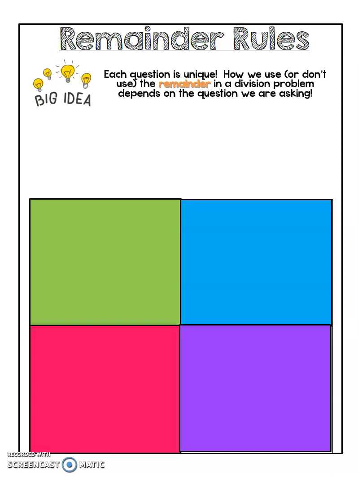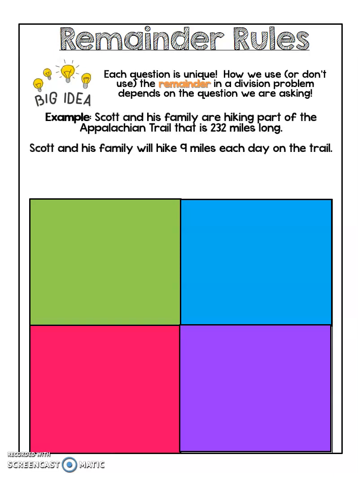So let's look at a story problem together, and then we'll ask four different questions based on that story problem that each use the remainder in a little bit of a different way. So first, the story problem reads, Scott and his family are hiking part of the Appalachian Trail that is 232 miles long. Scott and his family will hike 9 miles each day on the trail.